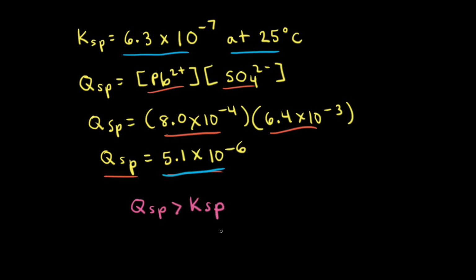Since QSP is greater than KSP, we've exceeded the limit of what can dissolve, and therefore the solution is oversaturated. So yes, a precipitate will form, and the precipitate of lead 2 sulfate will continue to form until QSP is equal to KSP.